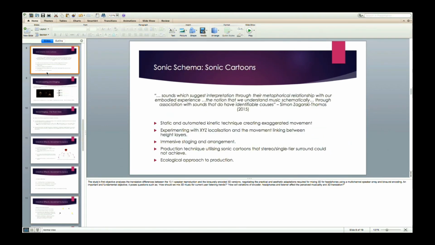So, as I said, let me go back to that. A lot of my initial experiments were with localization, specifically the height plane, the Z plane, and front-back localization. So there are a lot of production techniques in the first two pieces, Penny Drops and Monomorphic, that I created that were based on testing the phantom image stability between the height layers, but also... oh God, what's wrong with my brain?